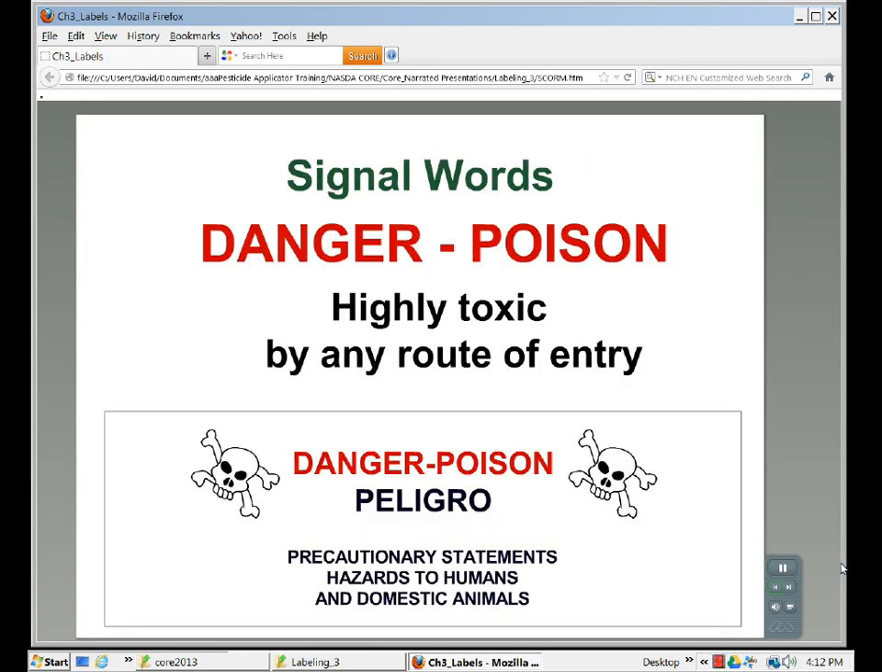The signal word danger, poison, peligro, with the skull and crossbones indicates that the product is highly toxic by any route of entry into the body and toxic at very low doses. The danger poison signal word indicates that this product can kill you when you've been exposed to low doses. Note the skull and crossbones. Several insecticides, fumigants, and rodenticides carry the danger poison peligro signal words.